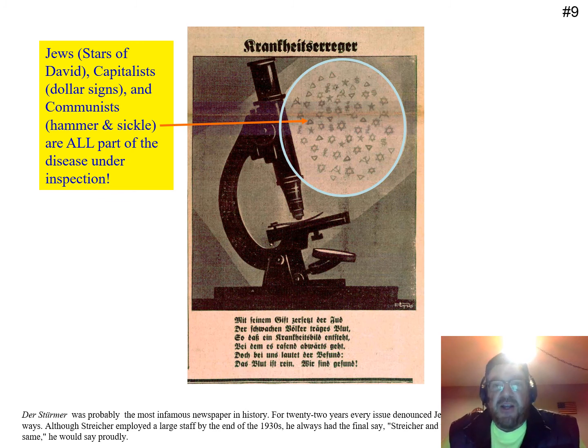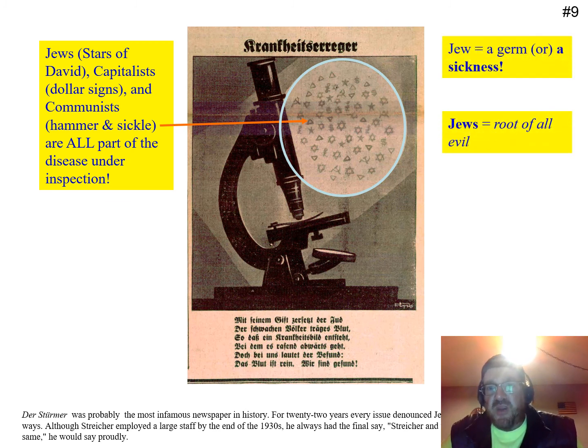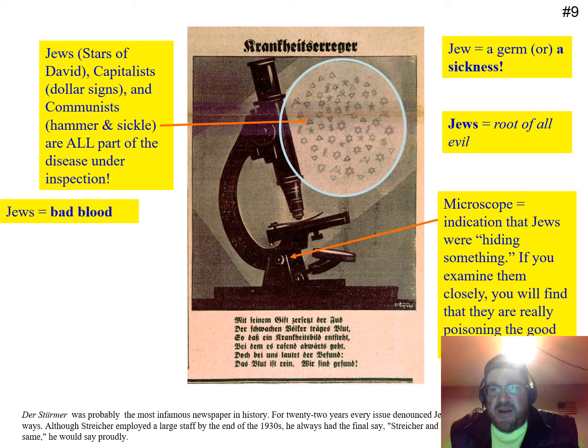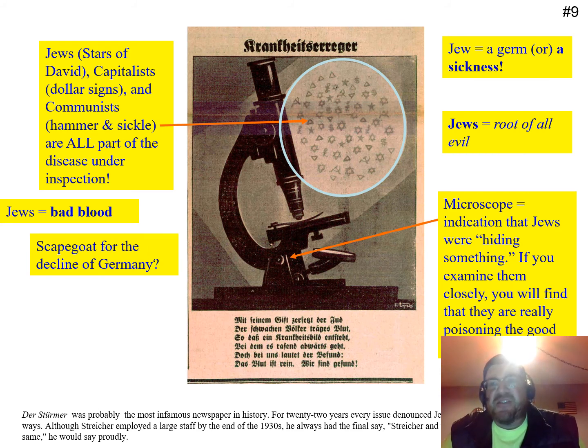Again, a little bit of irony is that the Nazis were a socialist party, which is pretty much communism. But all of this, kind of an interesting slide. But you see the Star of David. This would be the germ or the sickness, and then again, the Jews and the capitalists being the scapegoat for the decline of Germany.